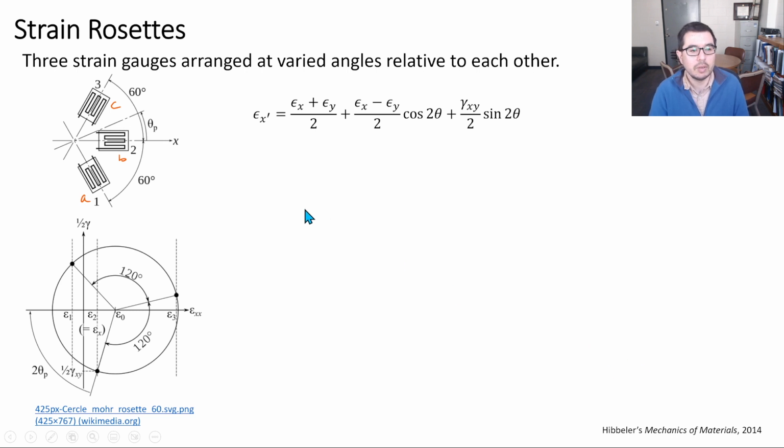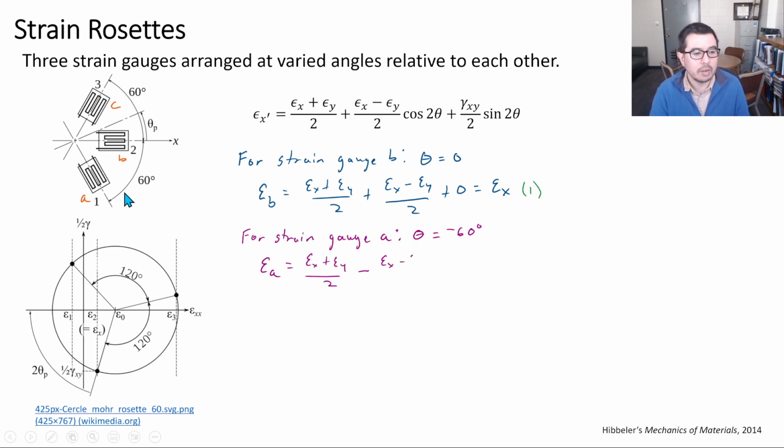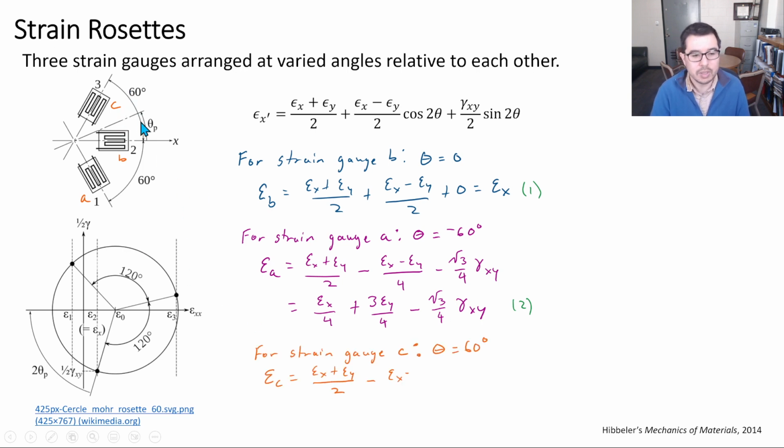Similarly, we can use the same transformation equation with a different configuration. In this case, this B strain gauge is nicely lined up with epsilon x, using this equation. Strain gauge A down here is at theta equals minus 60 degrees, so we get a more complicated relationship. And as you can imagine, strain gauge C is at theta equals 60 degrees, and we get another relationship. Now these are similar. Look, this term right here is a minus square root of 3 over 4 and a positive square root of 3 over 4.